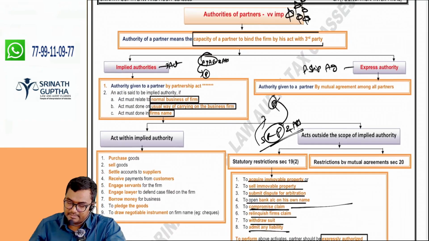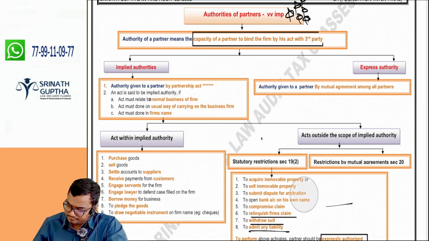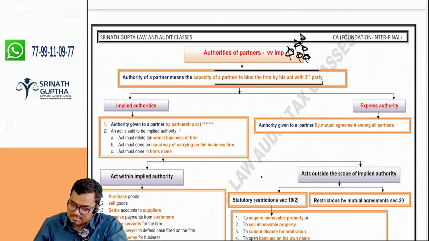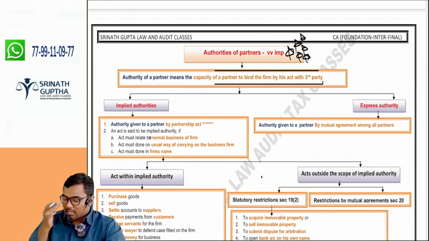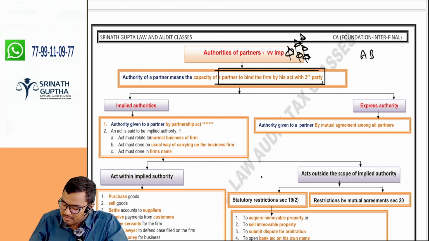Next concept will be authority of a partner. This one is also very, very important. I kept so many stars. Authority of a partner means the right or capacity of a partner to bind the firm by his activity with a third party. So there is one firm, Ajay, Bharat, Charan, Dhiran and associates.